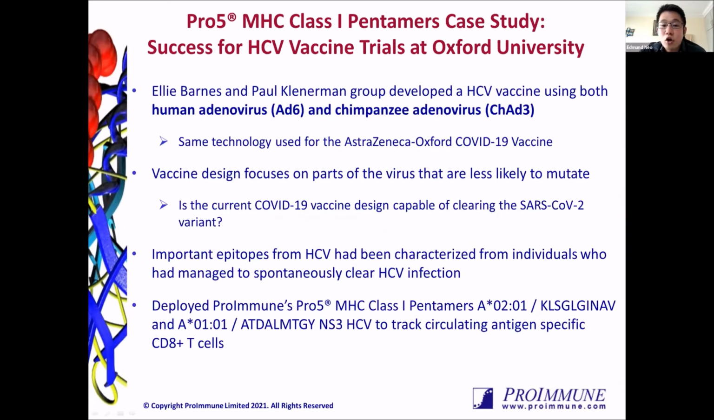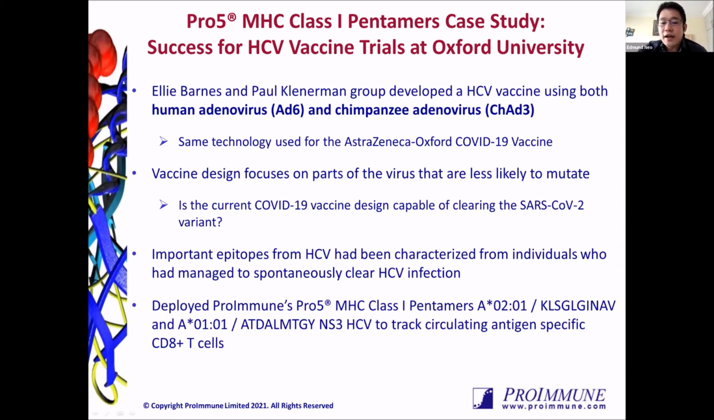With the current SARS-CoV-2 variants that have been reported, the question is whether those approved COVID-19 vaccine designs are capable of staying relevant to those variants. So this is something that more data need to be generated for us to see whether those current vaccines are going to be still effective to those different variants as reported.